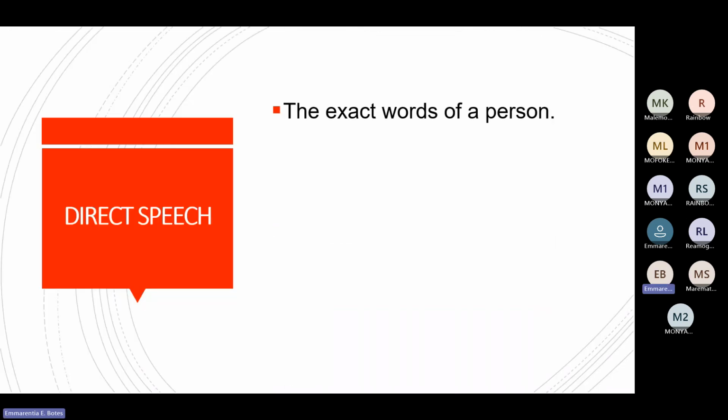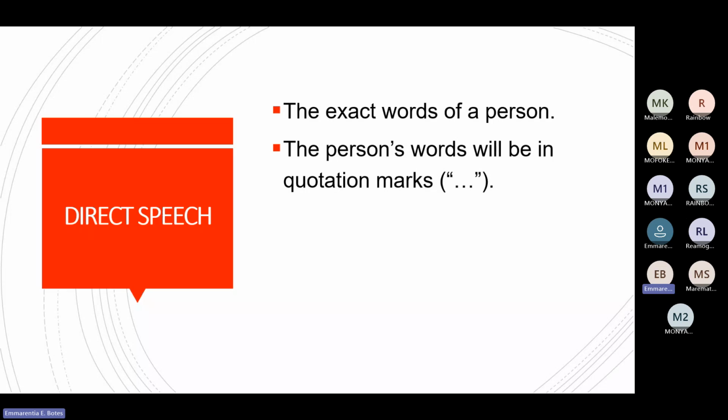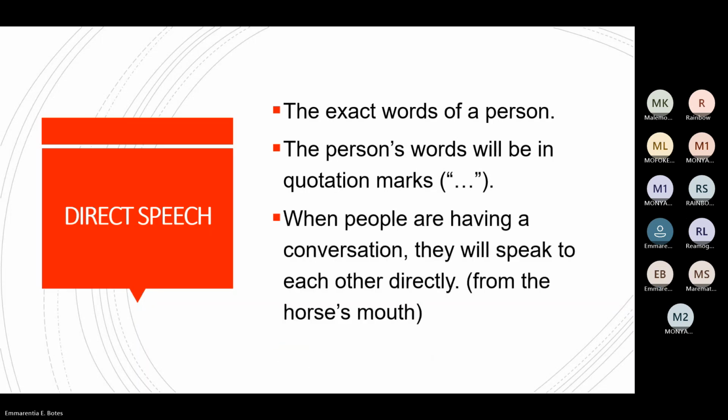Let's just recap what direct speech is. It's the exact words of a person. The person's words will be in quotation marks. It's when people having a conversation speak to each other directly. Like from the horse's mouth, it's something that you hear from the speaker directly. That will be in inverted commas. That is direct speech.